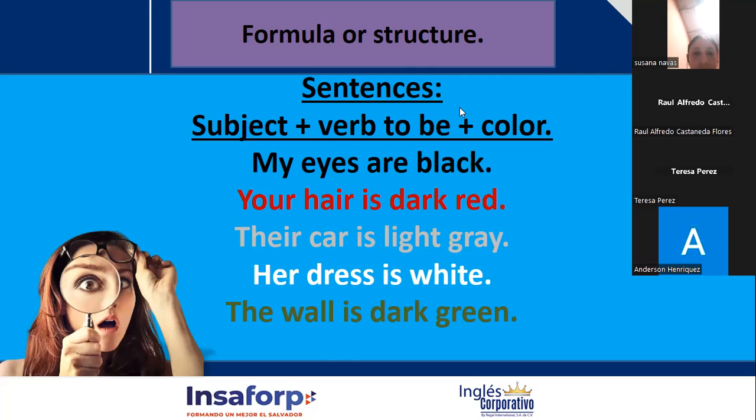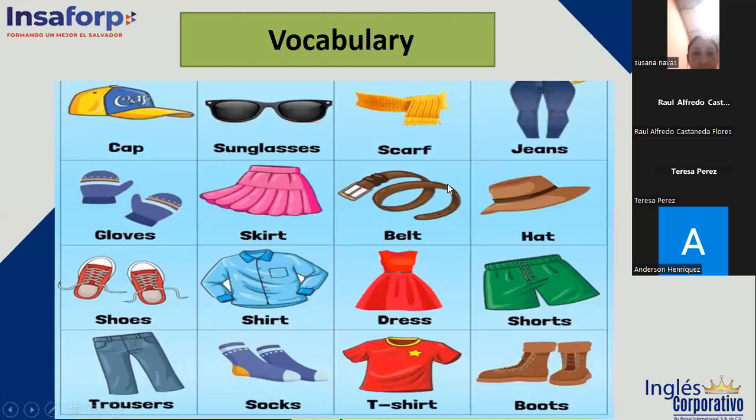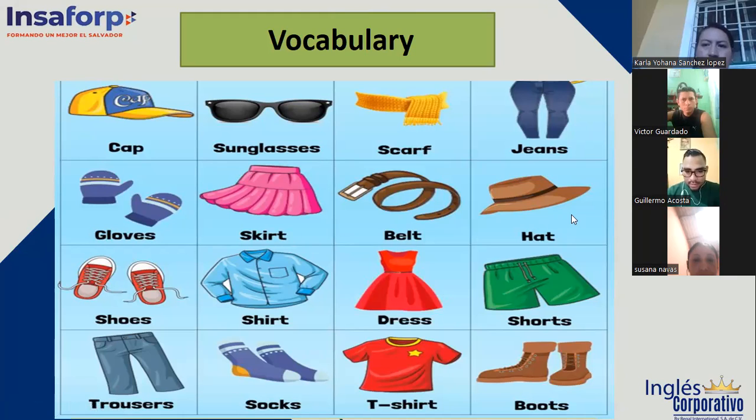Excellent. Good. So I think this is easy, right? Very easy. Subject, verb to be, and color. Now, guys, we are going to learn vocabulary about clothes and accessories. Okay, so please repeat after me.